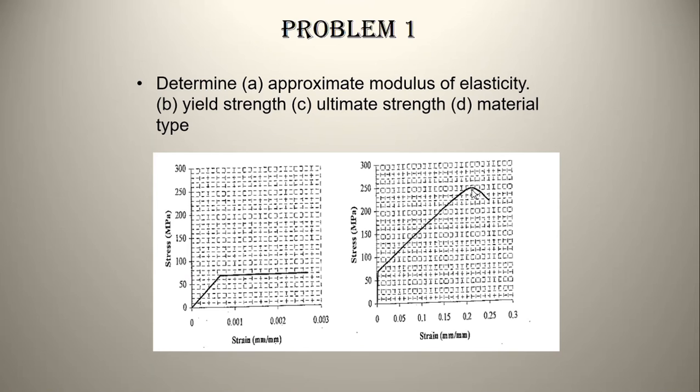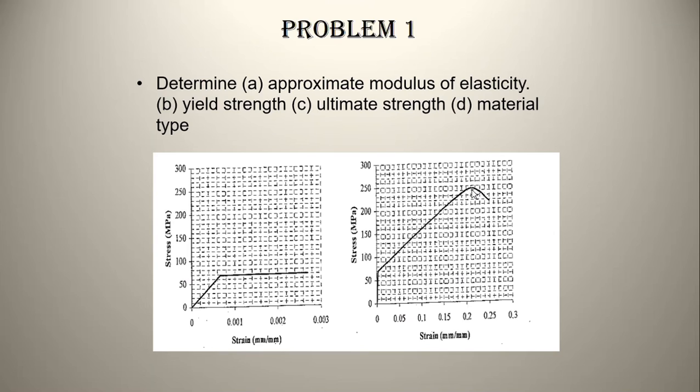Part C is ultimate strength. For ultimate strength, you have to go to the graph on the right, and I'd like somebody to read it and give me a value. What is the value of ultimate strength? 245. Approximately 245. And what are the units? Megapascals. Megapascals.